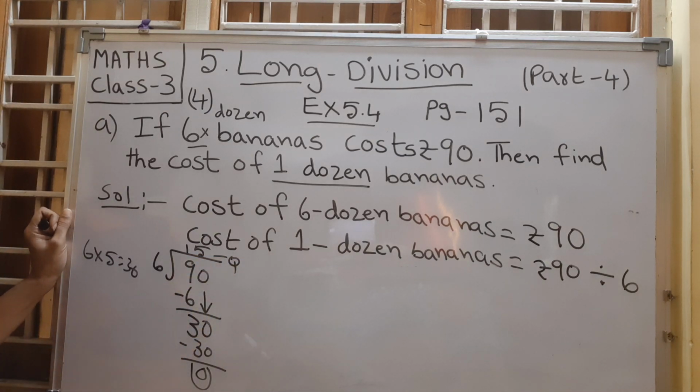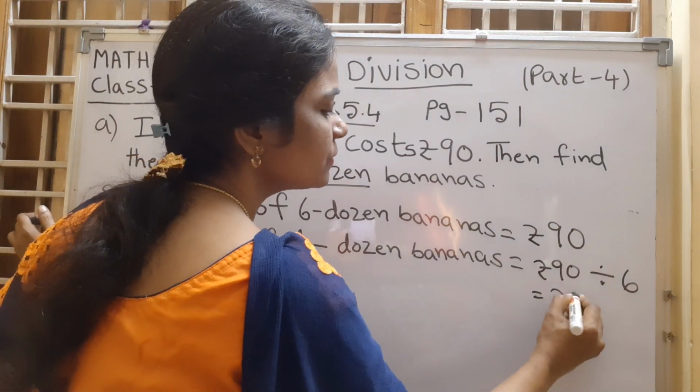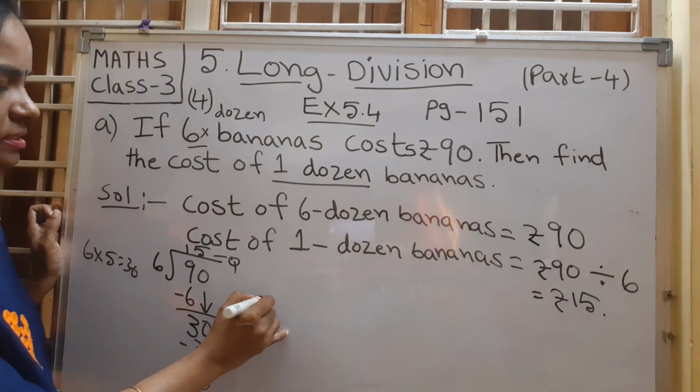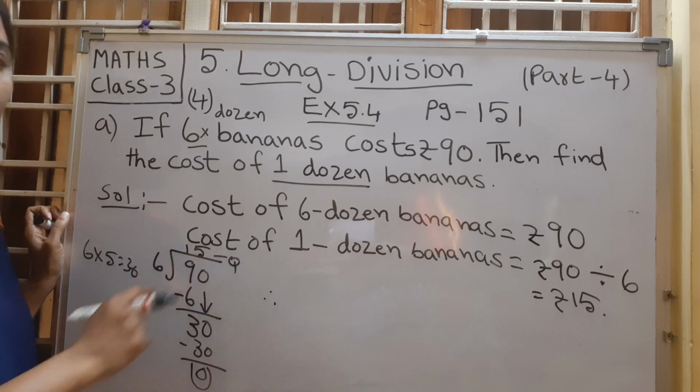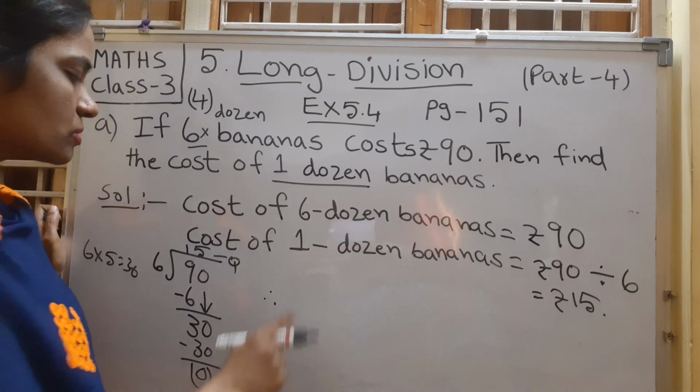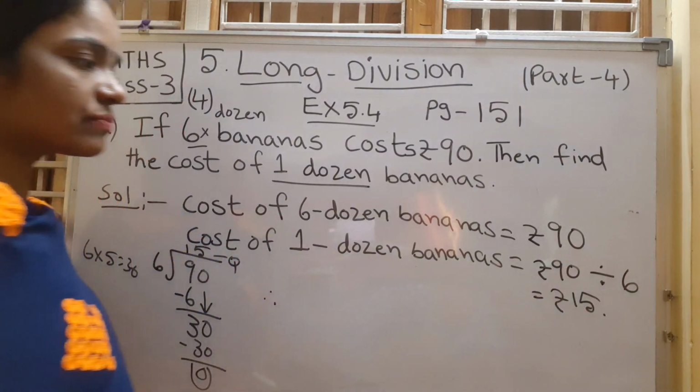So 15 rupees here. So how many rupees? 15 rupees. Cost of 1 dozen bananas is 15 rupees. So what is the answer? 15 rupees. Quotient is 15. Quotient means this is the answer. So cost of 1 dozen bananas is 15 rupees.